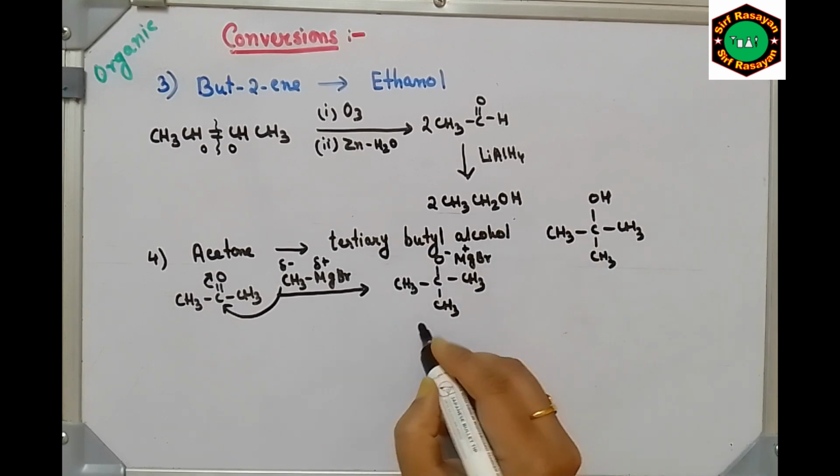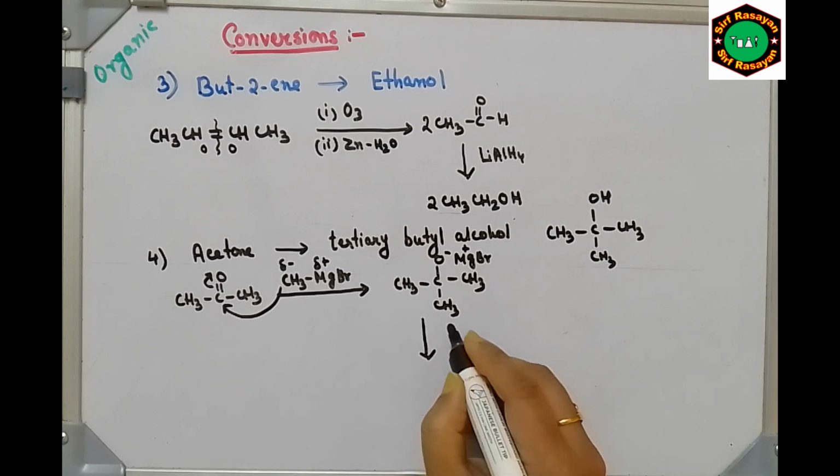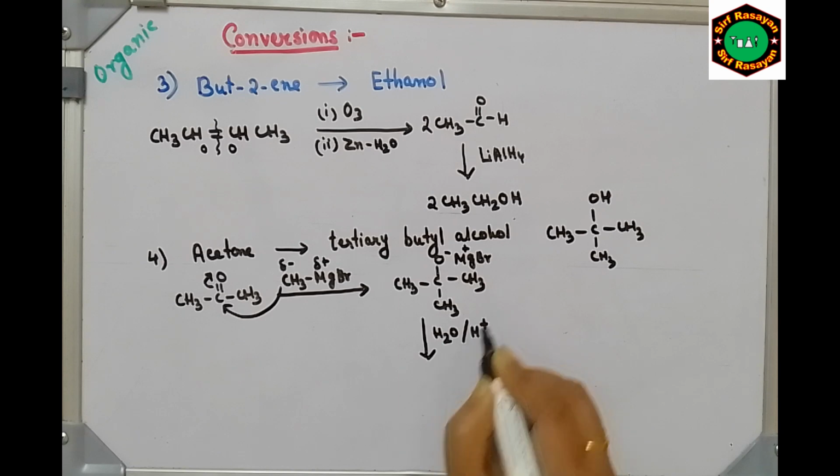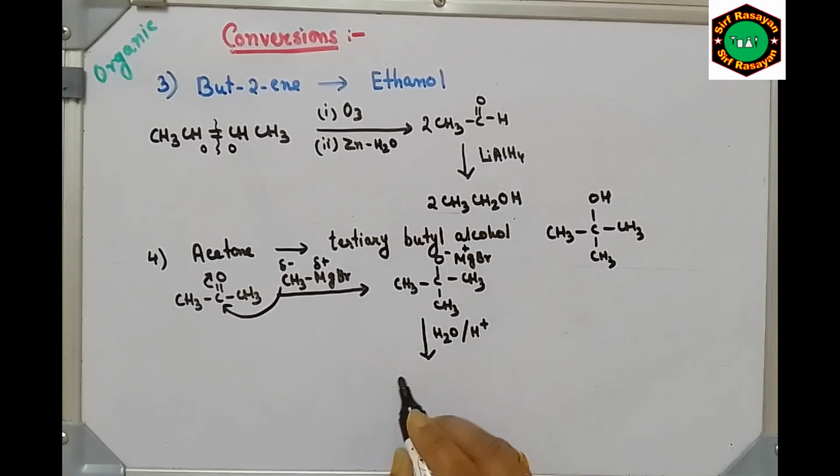So to get OH, what do we have to do? We have to treat it with H2O, H plus, acidified water. Then we will get this compound, tertiary butyl alcohol.